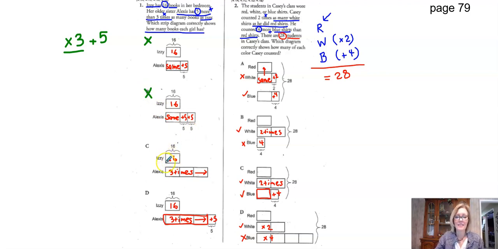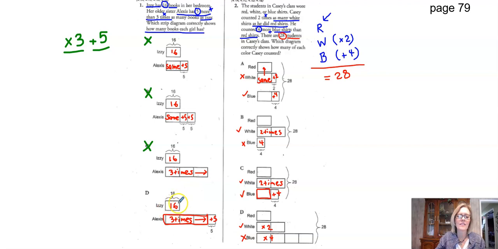Now, Izzy has 16. Alexis has 3 of those same size boxes. This is looking good. But do we have 5 more than 3 times as many? No, we don't. So that one's not going to work. It was close though. So this one better be it, right?